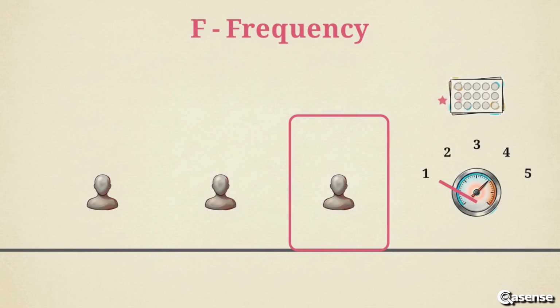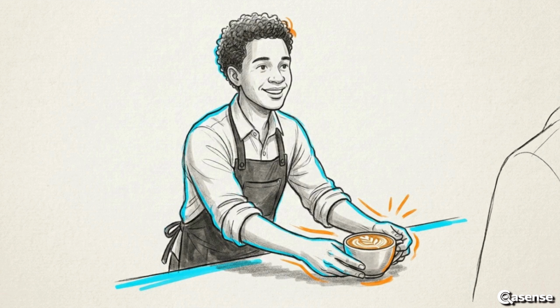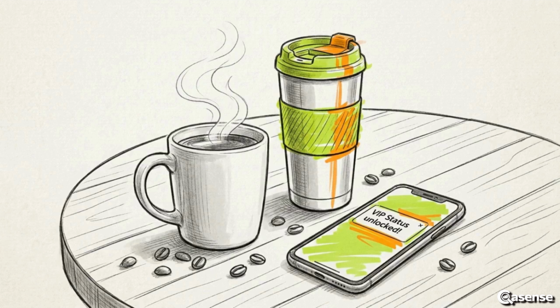Next is the F, which stands for frequency. We score customers from 1 to 5 based on how often they buy. This tells us about their shopping habits. Highly frequent buyers are your most loyal customers. Because they already have a routine with your business, they are highly receptive to new products or loyalty perks.